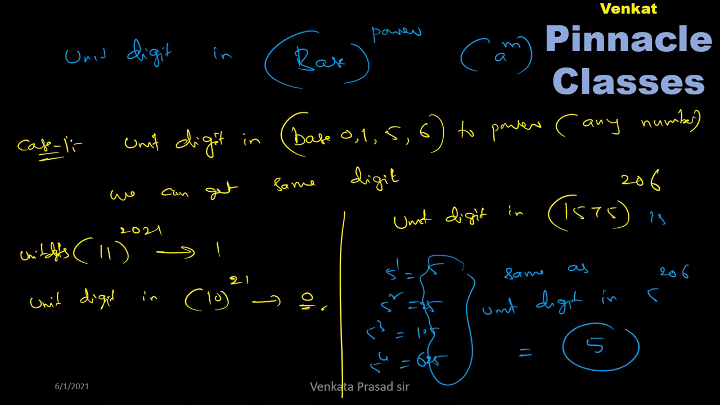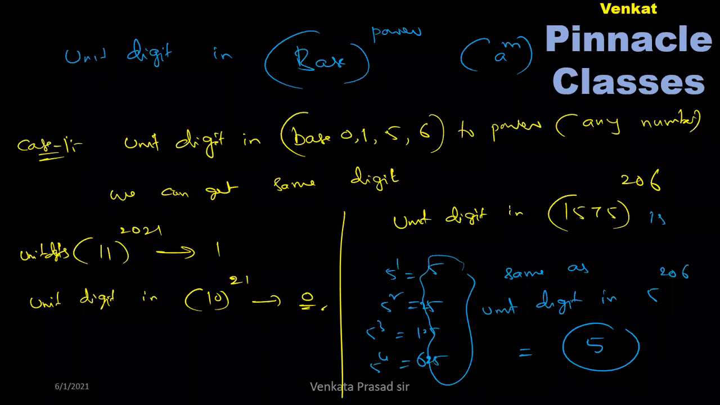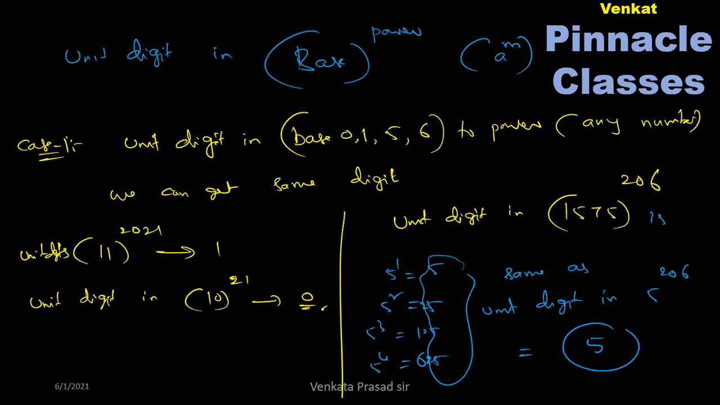5. I'm giving examples. See, 1 power, 0 power, 5 power, and 6 power. Right now, let us discuss. I'm going to give some examples. The base unit digit is in the format like that. See, I will give one more example. You can see.